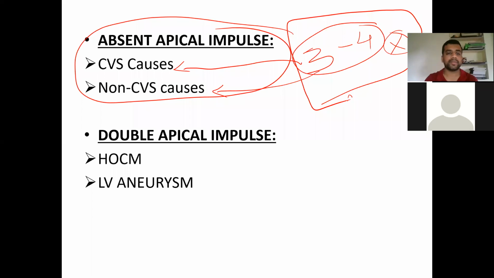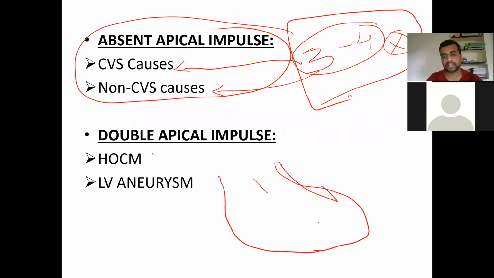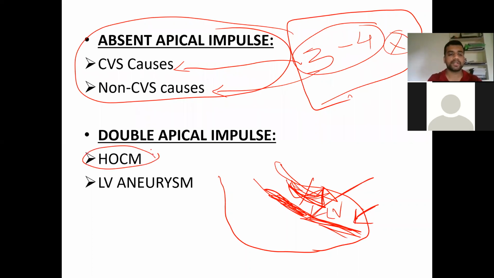A double apical impulse: in case of HOCM, sometimes there is an asynchrony in the LV contraction here. Because of HOCM, asymmetrical thickening will be there, and this is the SAM. Sorry, I wrote it wrong here. So this side is the asymmetrical thickening which is occurring, and this is the mitral valve. And sometimes this asymmetrical thickening will be so big that you will be able to feel this one as one impulse, and this one as one more impulse. So you can have a double apical impulse in HOCM.